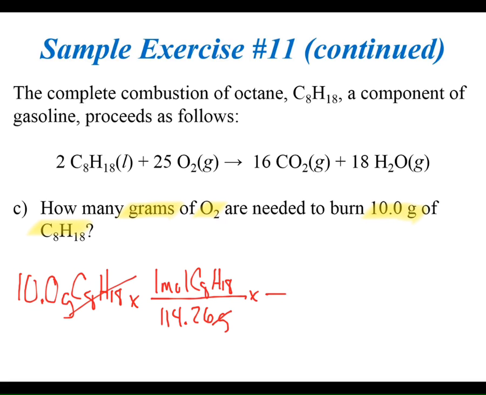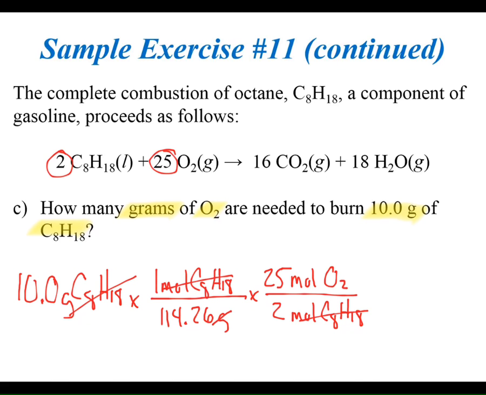Okay, so I'm in moles of octane, but I want to be in what? What's my goal? Not octane. I want to turn the octane into oxygen. So how do I relate octane to oxygen? So what do I put on top? 25 oxygens. How many octanes on bottom? 2, right? 25 and 2. You with me?